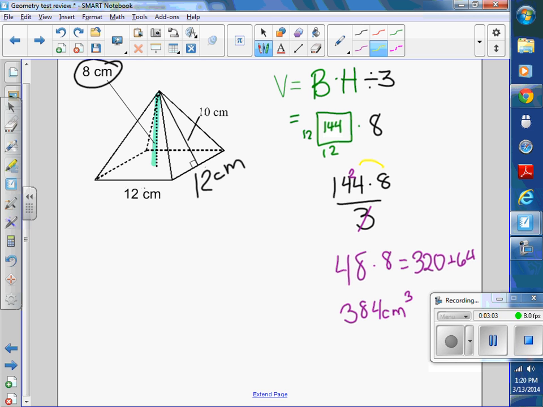Sammy, so a pyramid and a cone are the only ones for volume that you divide by 3? Yes, pyramids and cones, you divide by 3.